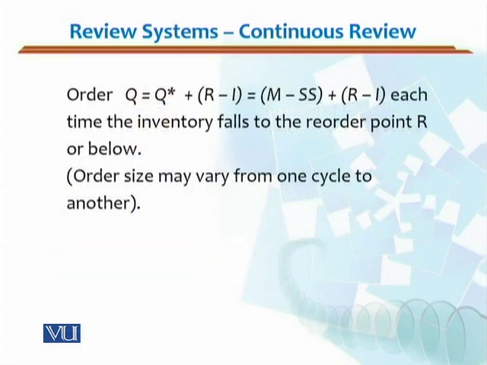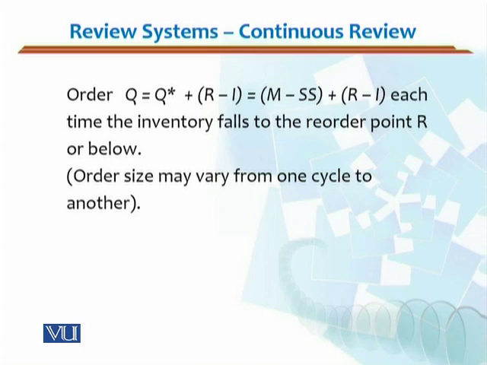So the order quantity Q will be equal to Q star plus R, the reorder point, minus the inventory position I, which actually translates into M, the predetermined level, minus the safety stock, plus the reorder point minus the inventory position at that point of time. So each time the inventory falls to the reorder point R or below, you will be ordering this Q. Now note that there is a con of it. The disadvantage would be the order size would be varying from one cycle to another.